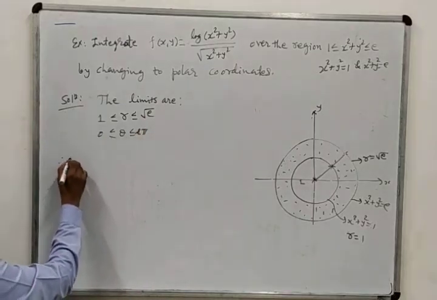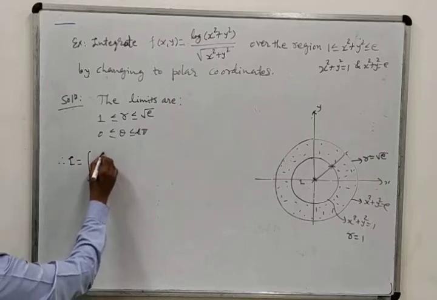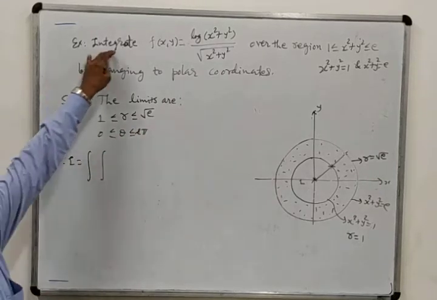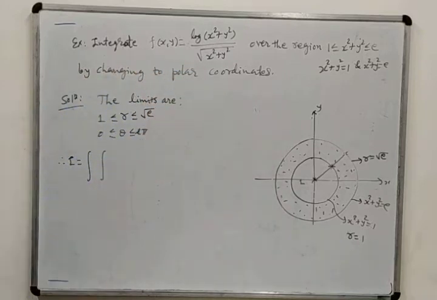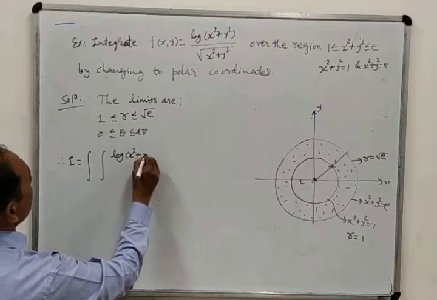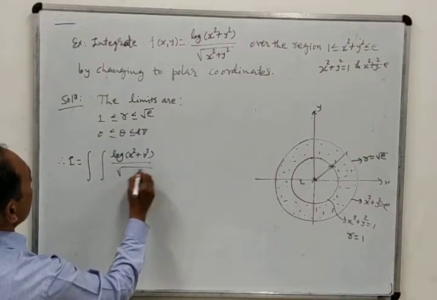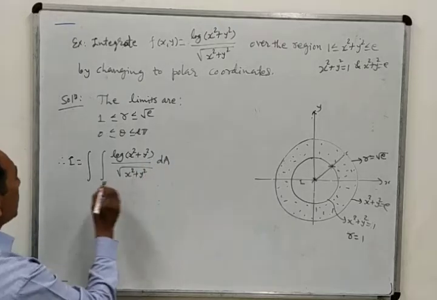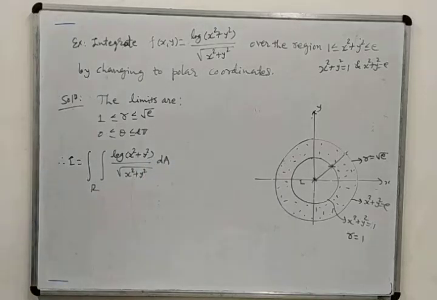Therefore, now our integration problem: there are two variables x and y. It is simply written as integrate, but there are two variables, so obviously we need to find the double integration. So x square plus y square divided by root x square plus y square. Here we will write dA instead of dx dy over the region R. You must mention the region.